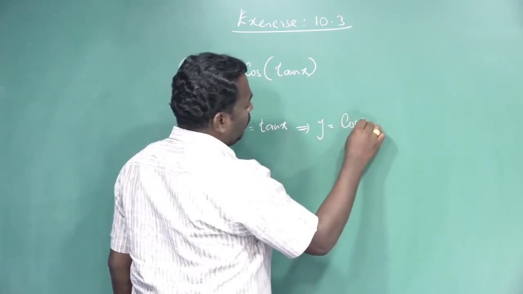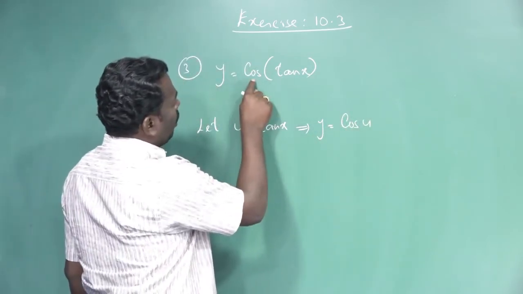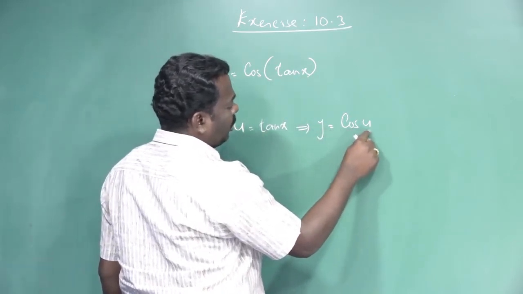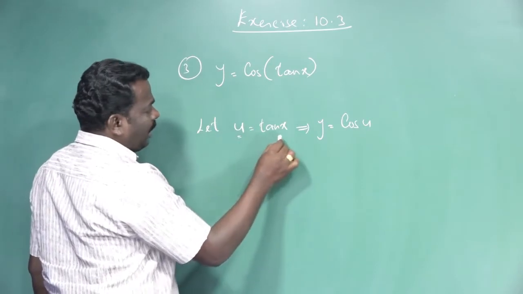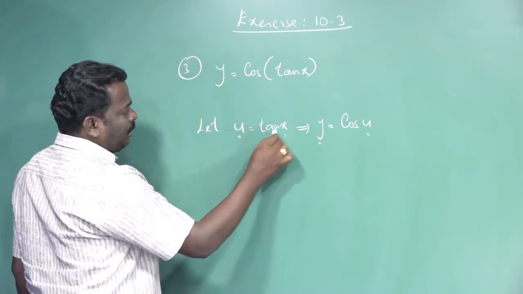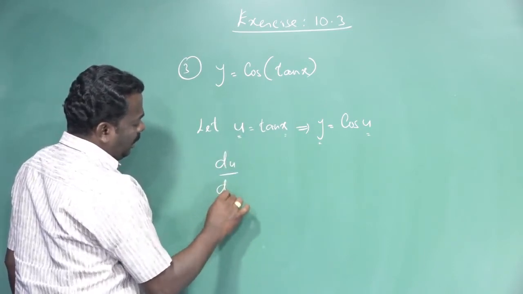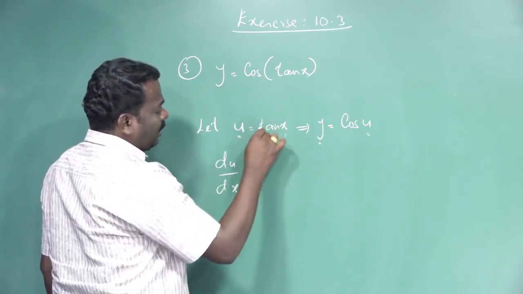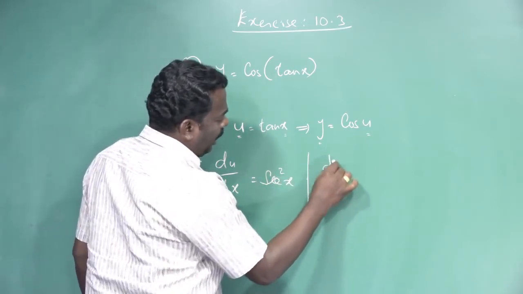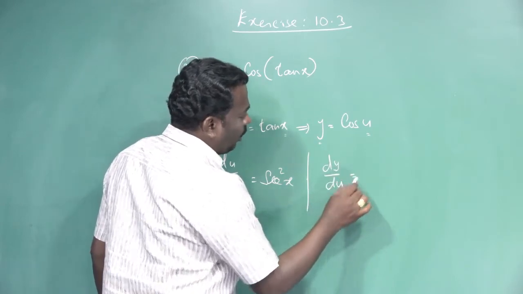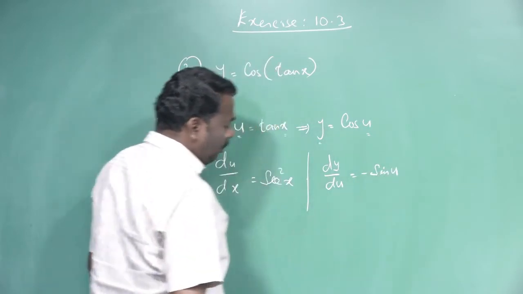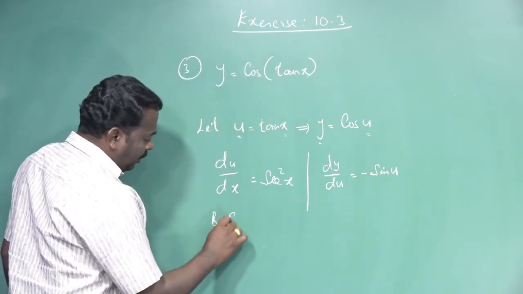That implies y equals cos of tan x, with tan x considered as u. Therefore y equals cos u. Now u is a function of x, and y is a function of u. Differentiate u with respect to x: du by dx equals the derivative of tan x, which is secant square x. Then dy by du equals the derivative of cos u, which is minus sin u. Now by applying the chain rule.